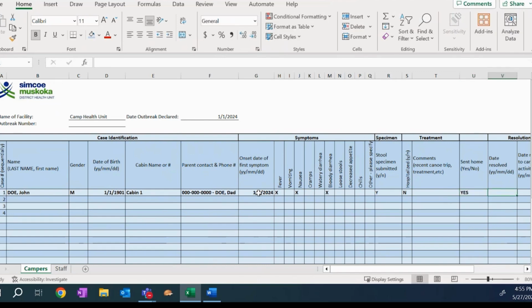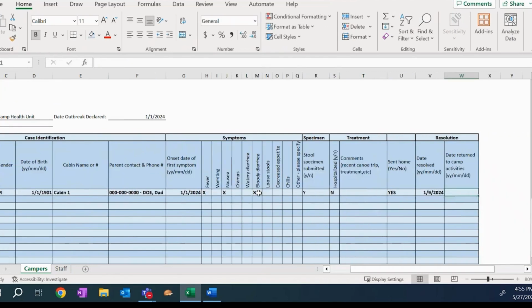Date the symptoms resolved. And if the camper returned to the activities after. With this camper, as they were sent home, we would leave that category blank. At the beginning of the outbreak, you may not have all the information. For example, we may not have our date resolved yet if the camper is still actively symptomatic.